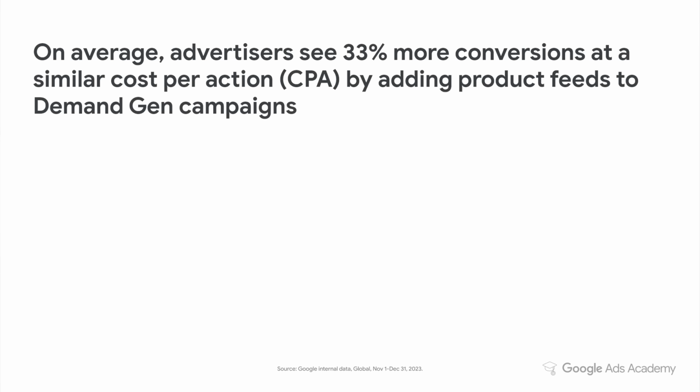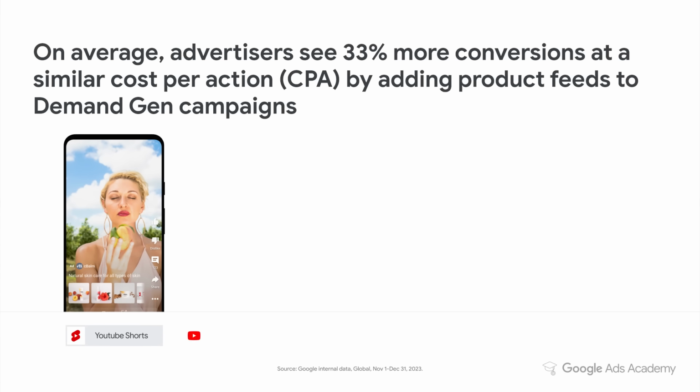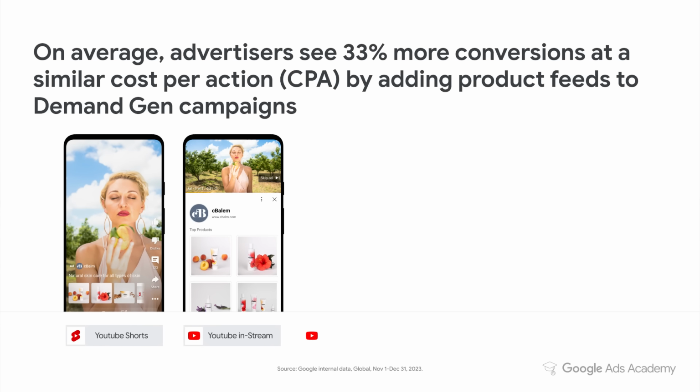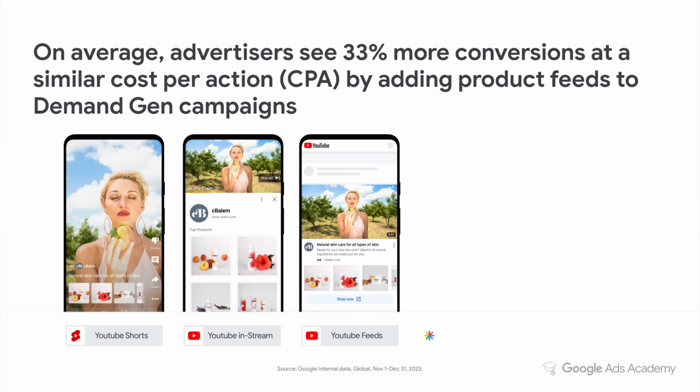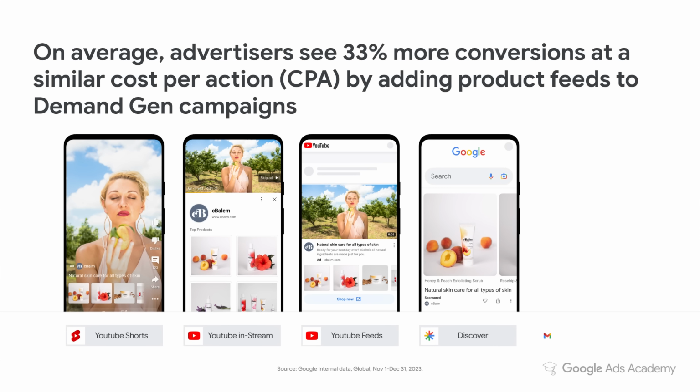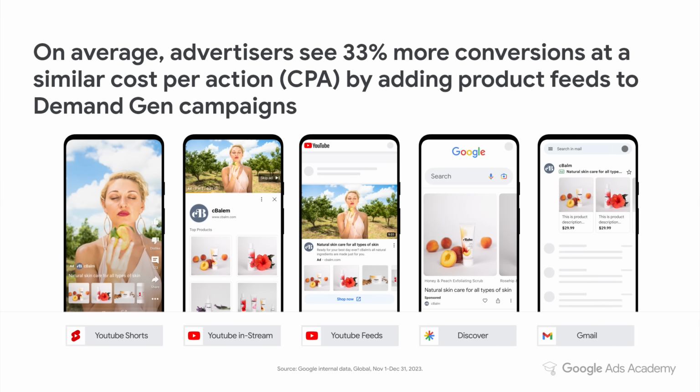Advertisers who have added their product feeds in Demand Gen are seeing an average increase of 33% more conversions at a similar CPA. So how does it work? When you connect your Google Merchant Center, you can bring product imagery directly into your Demand Gen campaign. If you upload a video into Demand Gen campaigns, the product imagery will show below your video, taking advantage of the valuable real estate on watch pages and in feed.